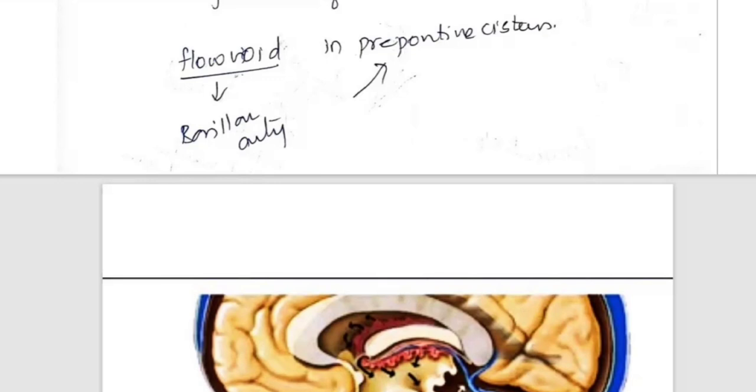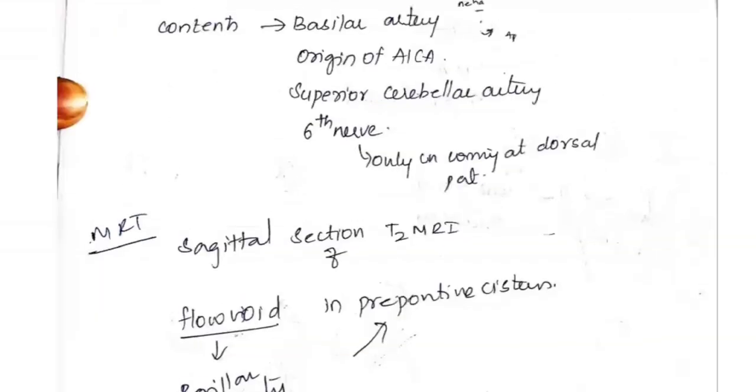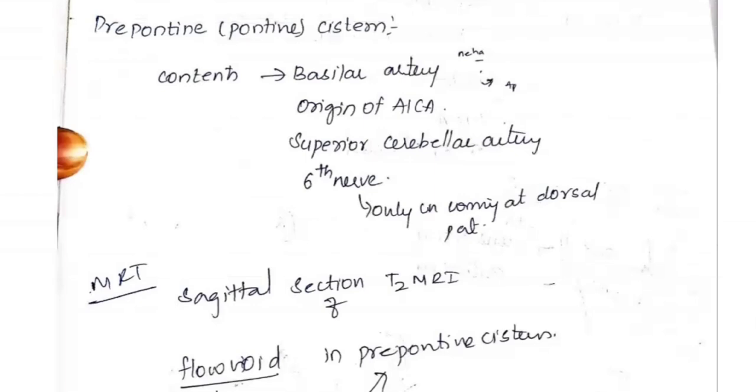I thought some branches will arise. ICA arises from the basilar artery. Very good. So then we will say it is a content of this system, because ICA arises from the basilar artery. We say it as the origin of ICA. So the contents are the basilar artery, which you told, and then the other content is the origin of ICA.